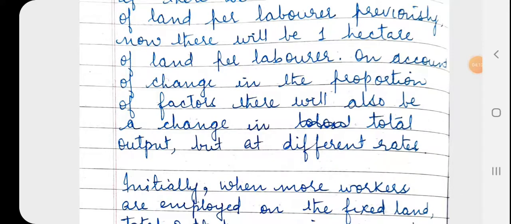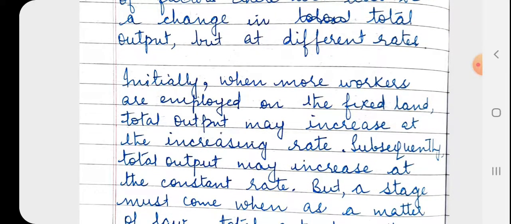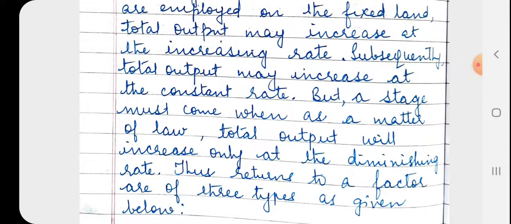Because of this, what happens when you are going on increasing the laborers on a given piece of land? In the beginning, the total output is increasing at different rates. In the initial time, the total output is increasing at an increasing rate. Then a stage comes when there is an ideal ratio between the fixed factor and variable factor. At that time, it is increasing at a constant rate, and a stage comes when, as a matter of law, the total output is increasing only at a diminishing rate. This tells you that the proportion between fixed factor and variable factor got disturbed.